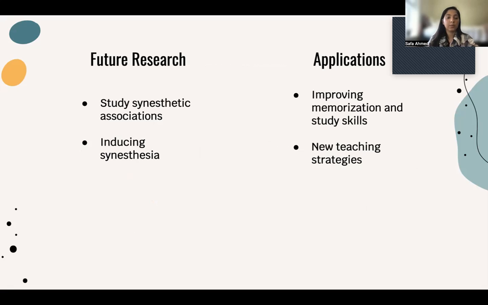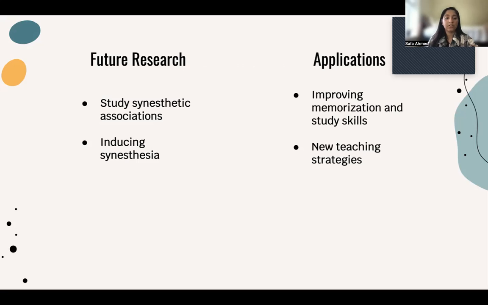For future research, more research will need to be conducted to study how synesthetic associations are made. This can be done for grapheme color synesthesia and chromesthesia, but for all the different types of synesthesias as well. Future research will also need to focus on whether synesthetic associations can be induced in people who don't actually have it, and how it can be induced.